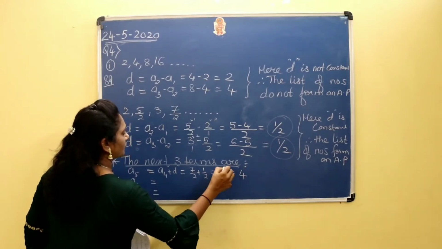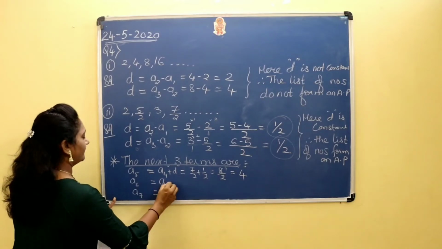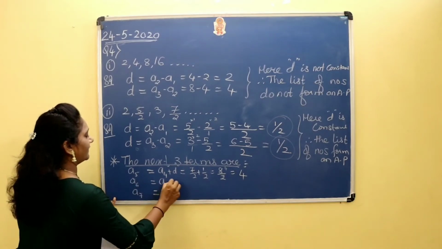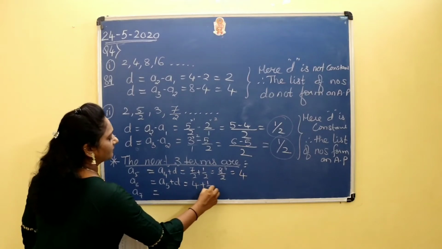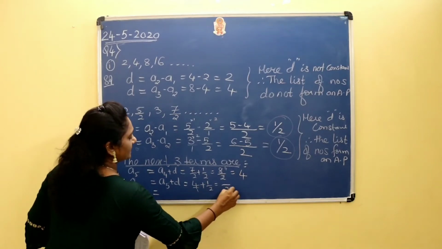2 fours are 8. So you have a6 is equal to a5 plus d. What is your a5? 4. 4 plus 1 by 2. Same, take LCM.